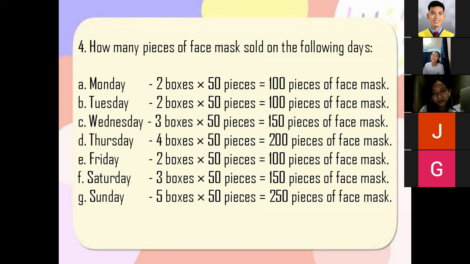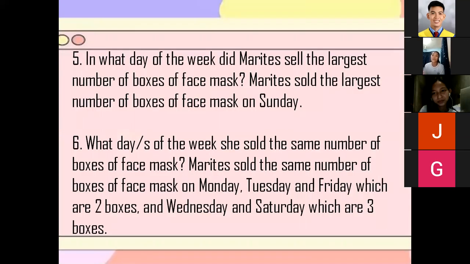Question number 5. On what day of the week did Marites sell the largest number of boxes of face masks? Marites sold the largest number of face masks on Sunday. On what days of the week did she sell the same number of boxes? Marites sold the same number of boxes on Monday, Tuesday, and Friday, which are 2 boxes, and Wednesday and Saturday, which are 3 boxes. Which days of the week had the fewest boxes sold by Marites? Marites sold the least number of face masks on Monday, Tuesday, and Friday.